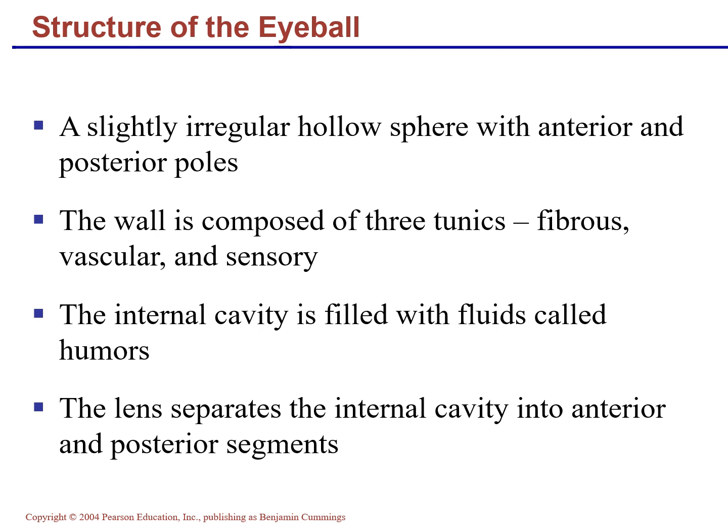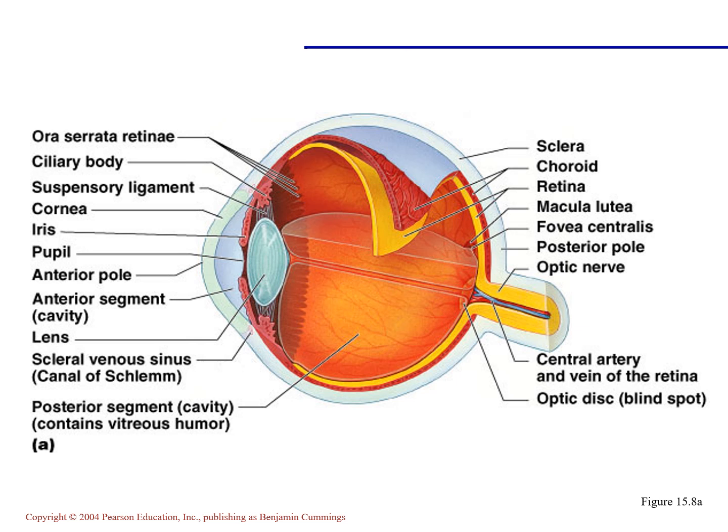The wall is composed of 3 tunics: fibrous, vascular, and sensory. The internal cavity is filled with fluids called humors. I already told you that. And the lens separates the internal cavity into anterior and posterior segments. So let's get to a diagram.